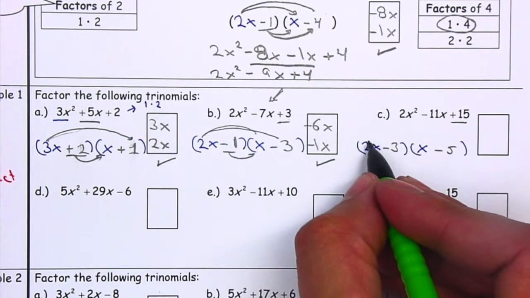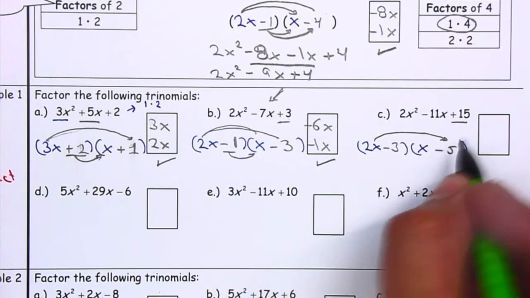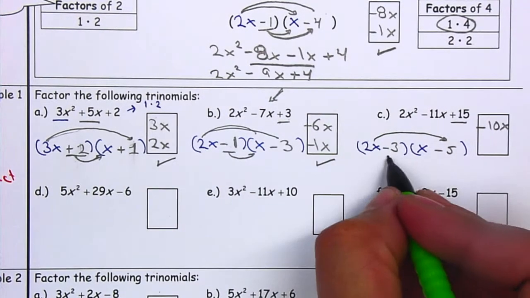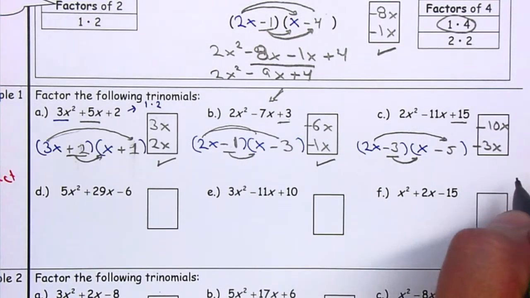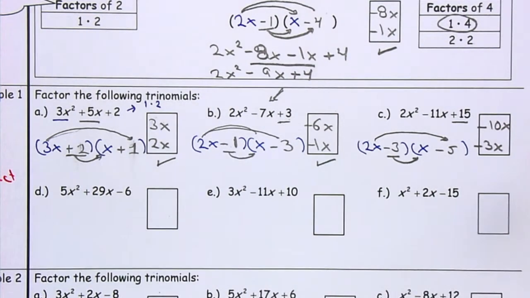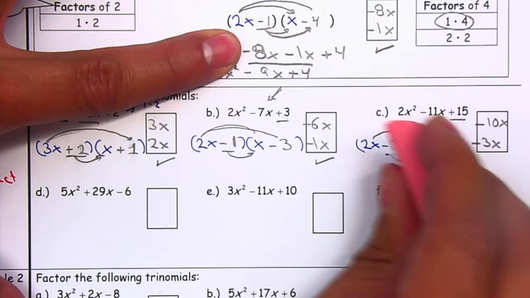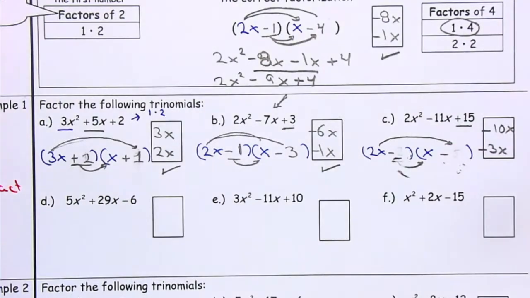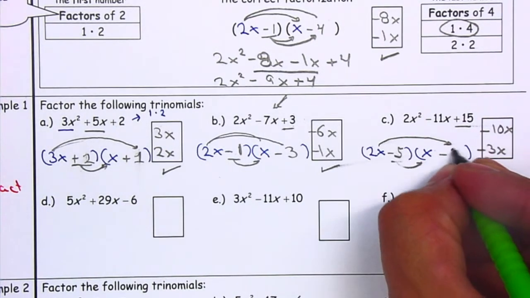I'm going to multiply it out. 2x times x is 2x squared. 2x times negative 5 will give me negative 10x. Negative 3 times x will give me negative 3x. So if I add them, does it give me negative 11? No. So I'm going to switch the 3 and the 5. Now if the 3 and the 5 don't work, then I can use the 1 times 15. But let's go and try using the 5 here first and the 3.